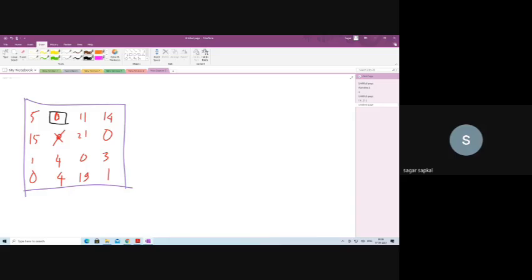Go to the next row. Third row, only one zero is there. Make the assignment and cross out all other zeros if at all they are present in that column. No zero is there in the third column, so no crossing. Then go to the fourth row. Only one zero is there, so make the assignment. Cross out if at all any other zero is there in that particular column.